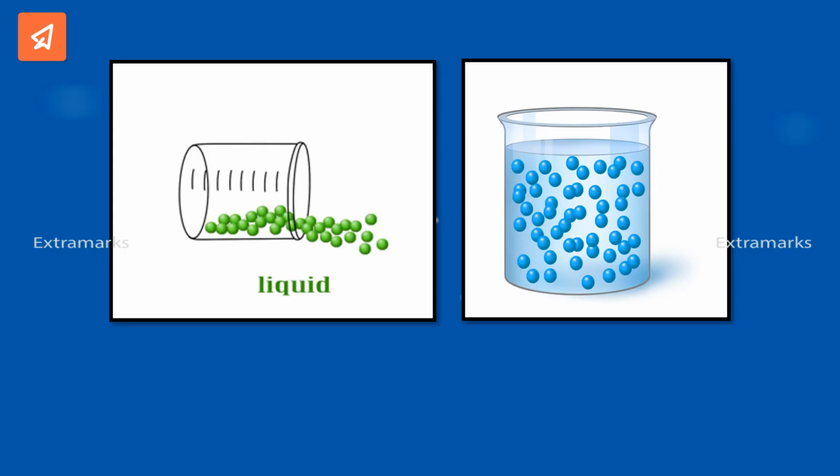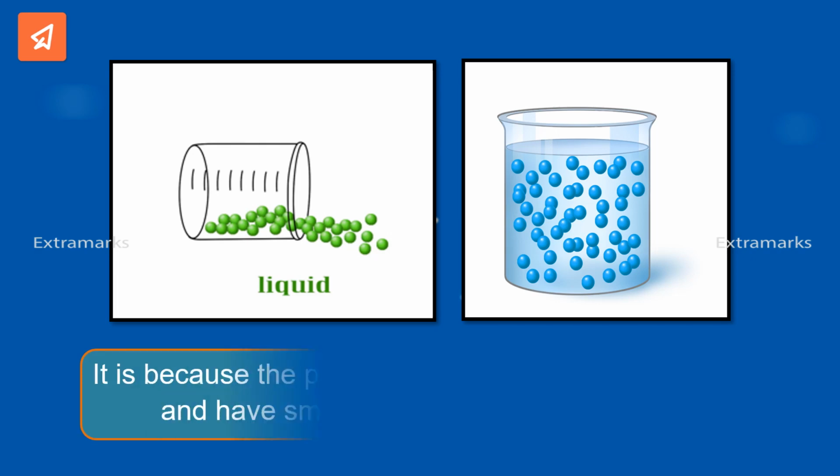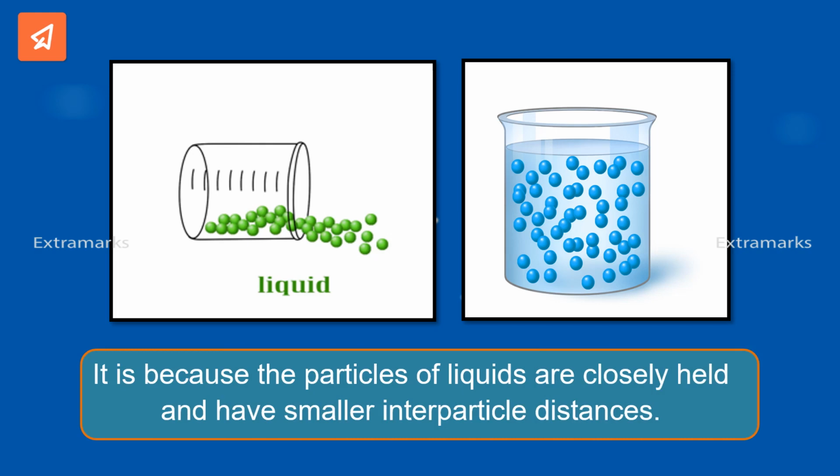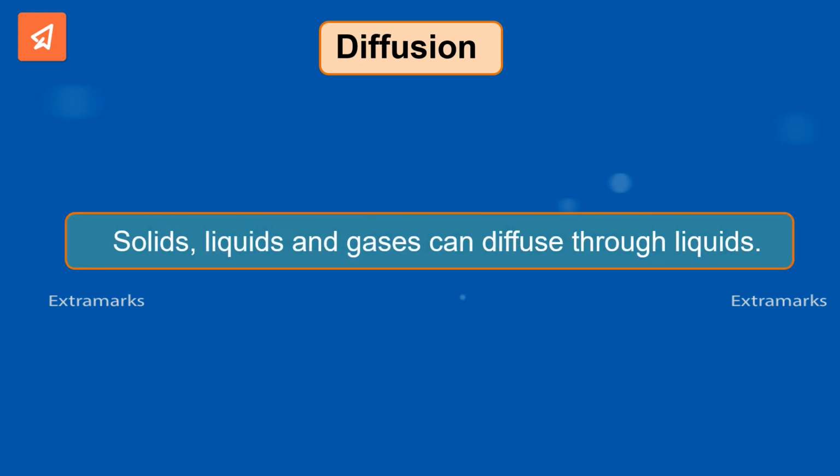It is interesting to know that though liquids are not rigid and they can flow, they are not compressible. This is because the particles of liquids are closely held and have smaller interparticle distances when compared to gases. Another important property of liquids is that they show the property of diffusion. Solids and gases both can diffuse through liquids.